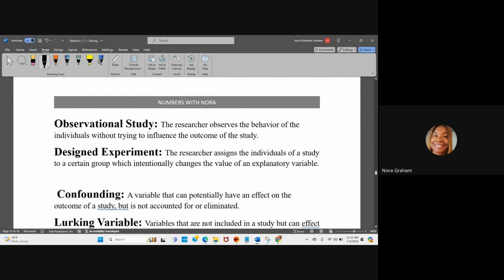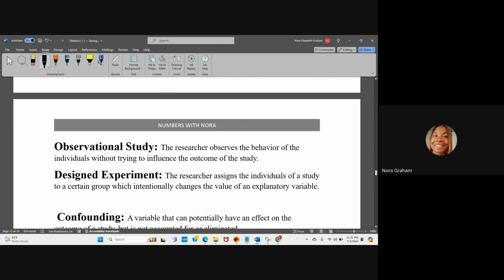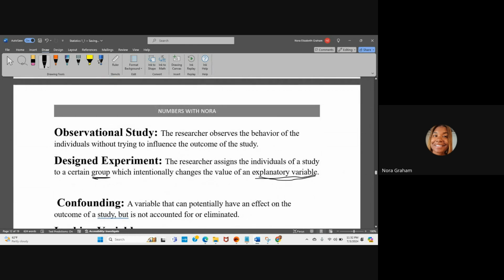All right, so let's dive a little bit more into that, and I'll use the same plant example from up here. An example of this is different types of fertilization being used. So this would be a designed experiment, right? Since different types of fertilization were used, that's different groups of my explanatory variable. Because remember, in my plant example up here, my fertilization was my explanatory variable that explained why my plants grew, okay? And I had different values of the explanatory variable that I can group, right?